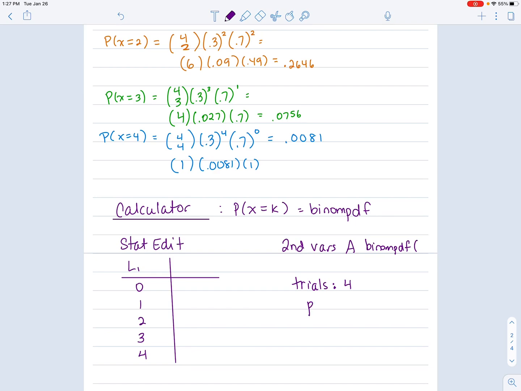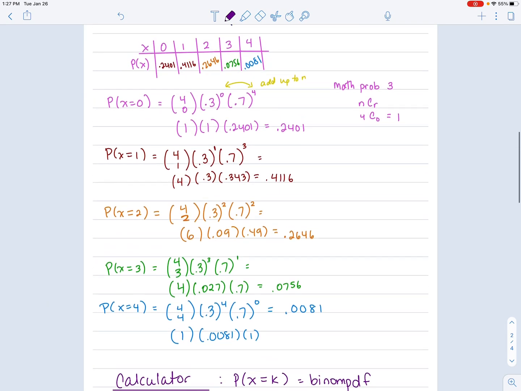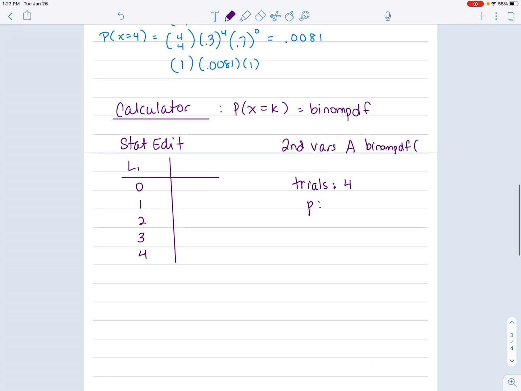Then it's going to say P. P is the probability of success. We were given that at the beginning. It was 0.3. So you're going to put that in there. Then it says X value. Now we want all the X values. So we're going to put there L1. And it's going to use every X value from L1. Then you're going to hit paste. But then you have to tell it to store it in L2. So then you're going to hit store. And then you're going to hit L2. And then it should put all of those decimals that we just found into L2.